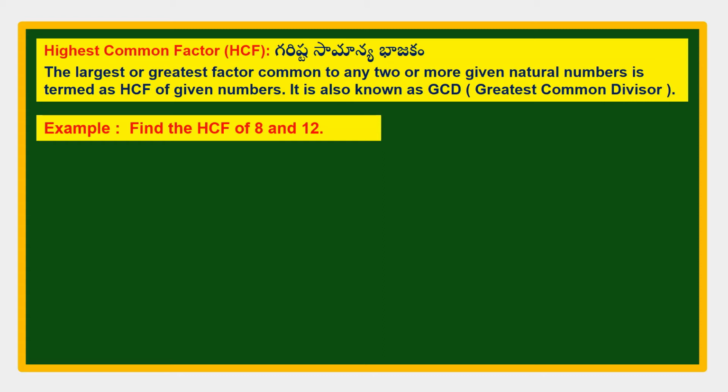Students, now I'll explain the HCF concept. HCF means highest common factor. The largest or greatest factor common to any two or more given natural numbers is termed as HCF of given numbers. It is also known as GCD, greatest common divisor. Now I'll explain how to find the HCF of 8 and 12 by using the basic concept.